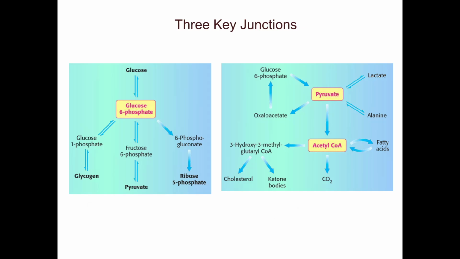Looking backwards at that large picture again, I had 3 junctions or 3 key molecules I pointed out: glucose 6-phosphate, pyruvate, and acetyl-CoA. And they're mainly surrounded by some irreversible steps. So looking at the picture on the left, converting glucose to glucose 6-phosphate, yes, that's an irreversible step in each direction by different enzymes, but we let that one go.